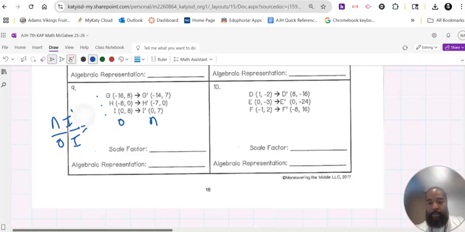Okay, so 7 over 8. That's reduced as low as it can go. I can't go any further. So 7 over 8 is my scale factor. And my algebraic representation would be 7 over 8 x comma 7 over 8 y.